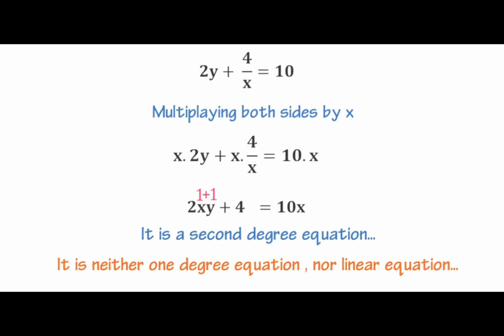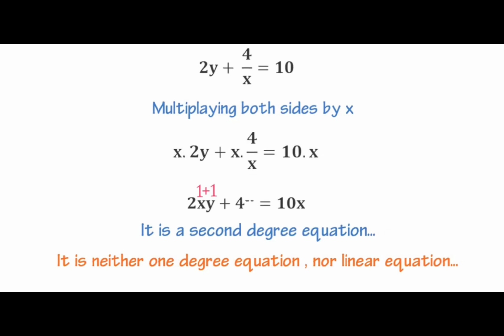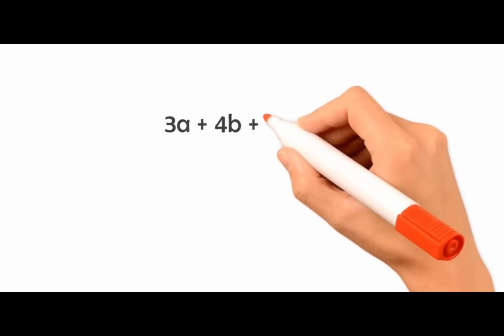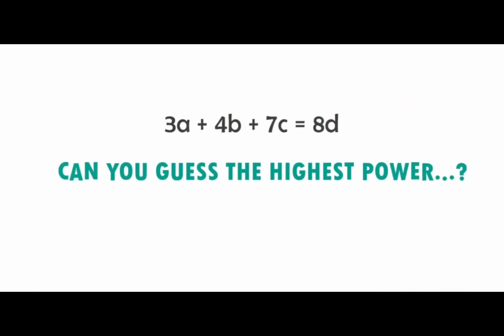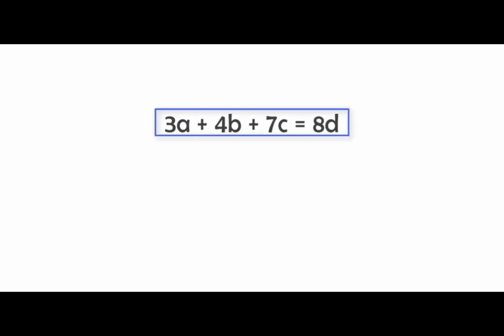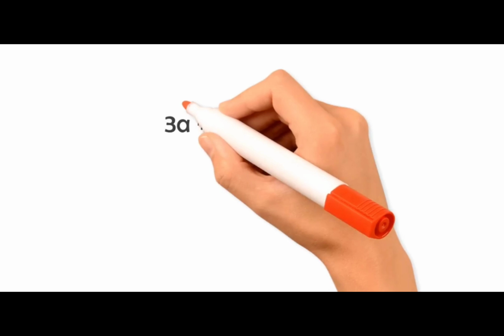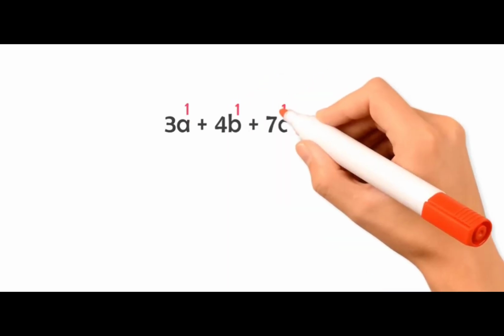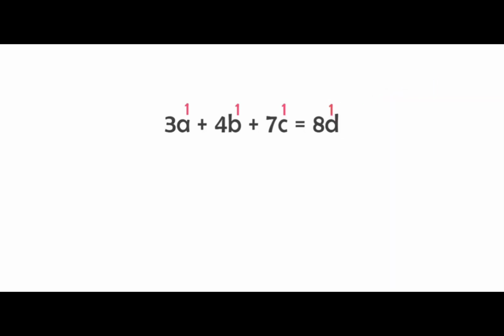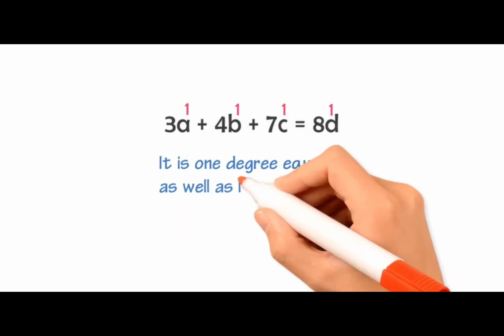Now, let me give you one more example. 3a plus 4b plus 7c equals d, 80. Can you guess its highest power? I hope so. There are four terms in this equation. The power of a is 1, the power of b is 1, the power of c is 1, and the power of d is also 1. Hence, the highest degree of this equation is 1. Thus, it is a one degree equation as well as a linear equation.